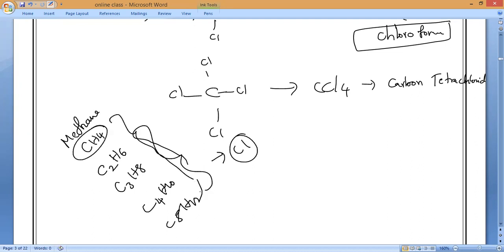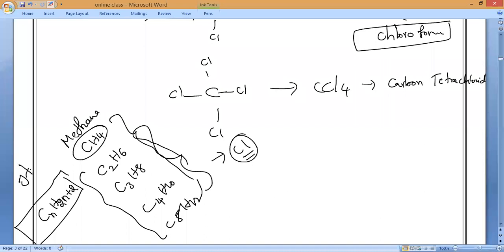All will react. One will react with chlorine, and all the remaining compounds will also react with the same chlorine. They have the same general formula, CnH2n+2. We have a name for this. Anyone? Yes, please. Homologous series. Understanding? That is what you have to remember.